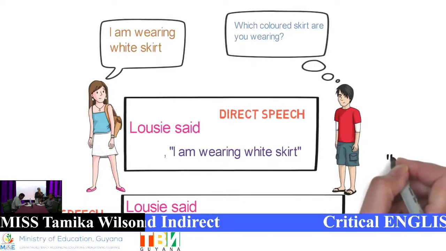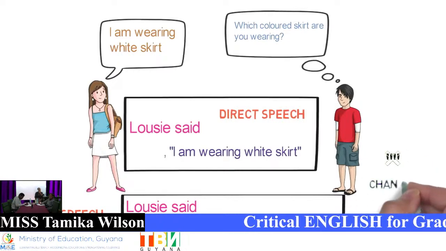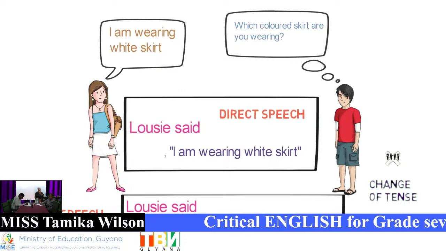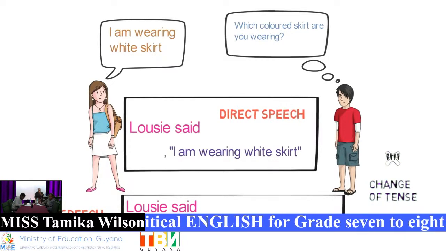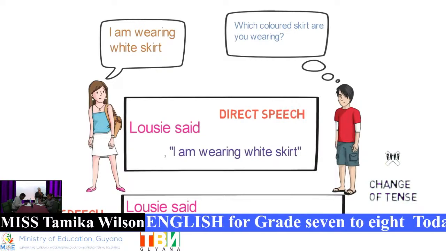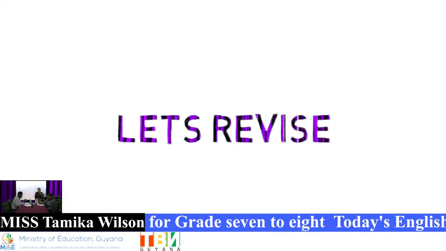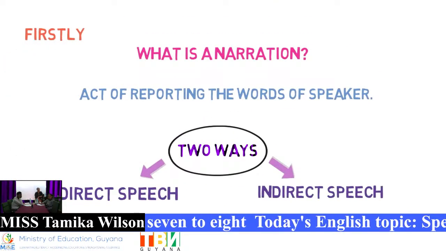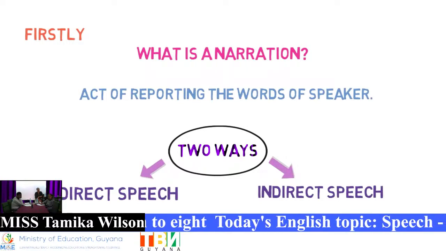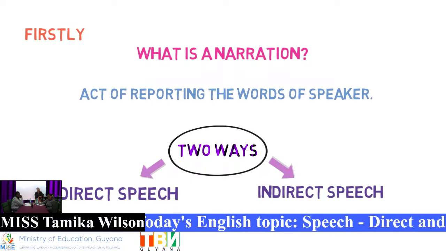Here also, first is removal of inverted commas. Second one is the change of tense. Third is use of conjunction that. I hope you are clear with the fundamental difference between direct and indirect speech. Let's quickly revise what we have learned in this video. Firstly, we discussed what exactly is a narration. It is an act of representing the words of the speaker.